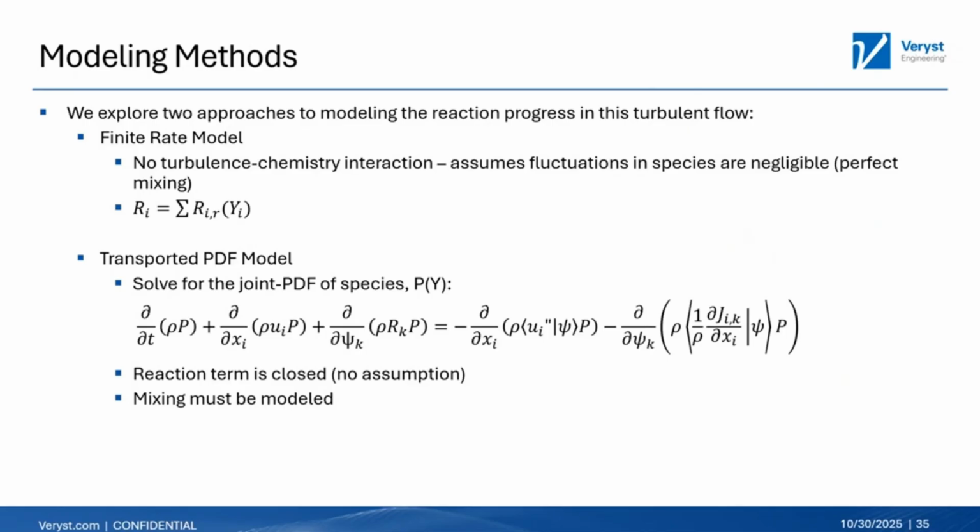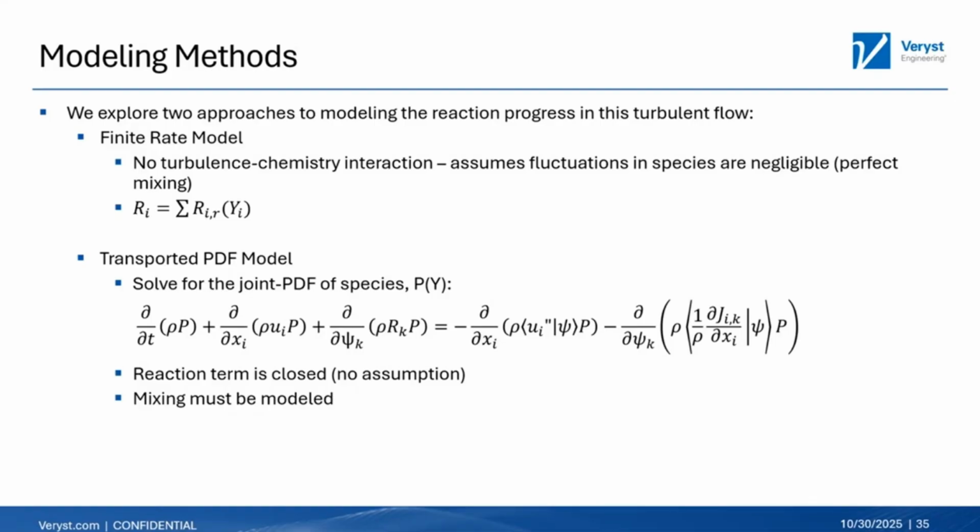So here, what we're going to do is compare two different modeling approaches. The first being the finite rate model. That's the same model that we just used in the laminar system. We assume that there is no effect of the turbulence chemistry interaction, so the fluctuations in the species concentrations are negligible. Essentially, what that means is that we have perfect mixing at every cell in our CFD model. And we just integrate the reaction term according to its Arrhenius rates, again, ignoring the presence of turbulence.